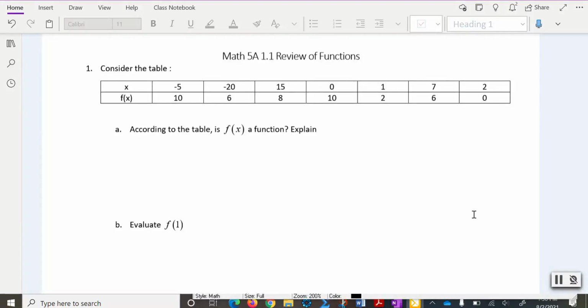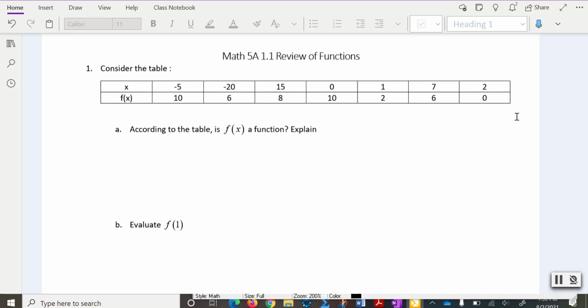Consider the table below. Our table contains information about the function f of x. In the first row, we have different values of x, which is being treated as our input variable, and f of x, which is our function name, is keeping track of the outputs associated with each input. The first question is, according to the table, is f of x a function?